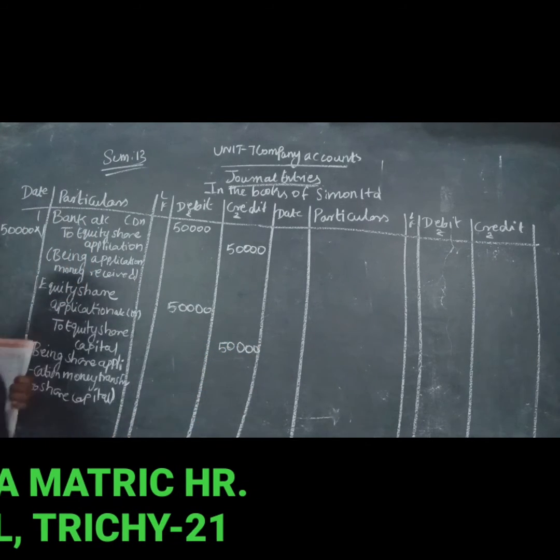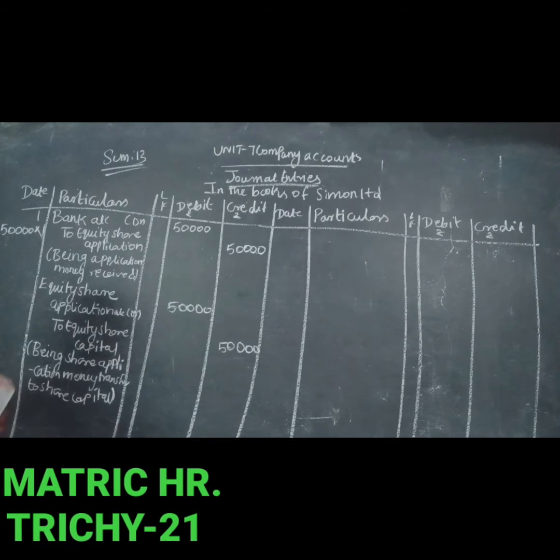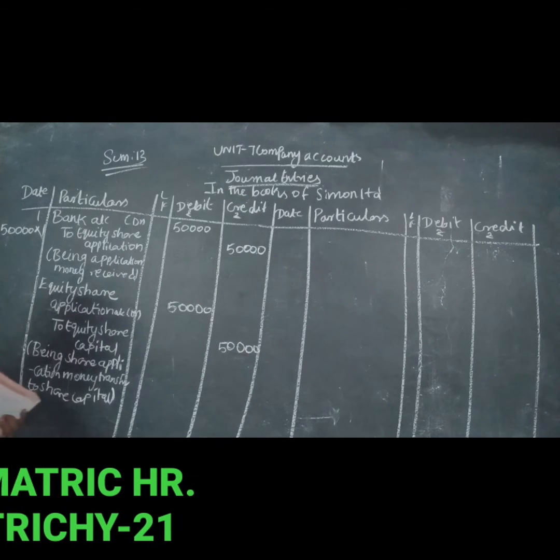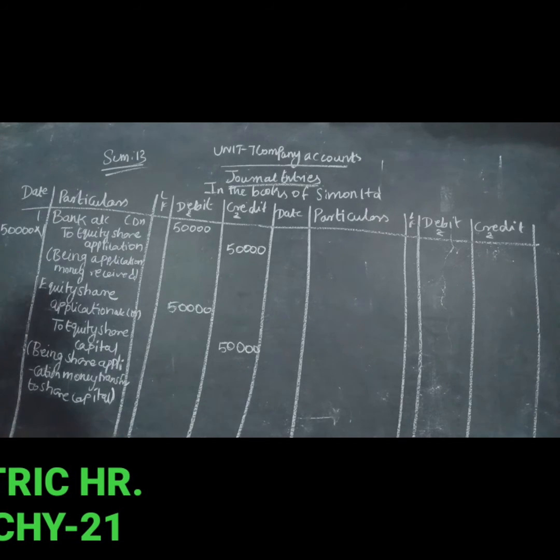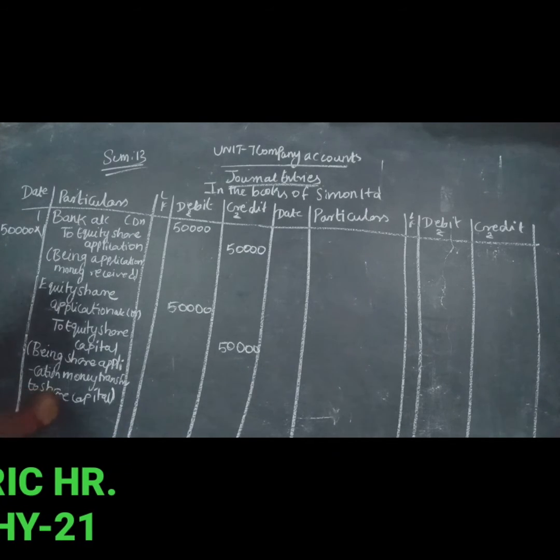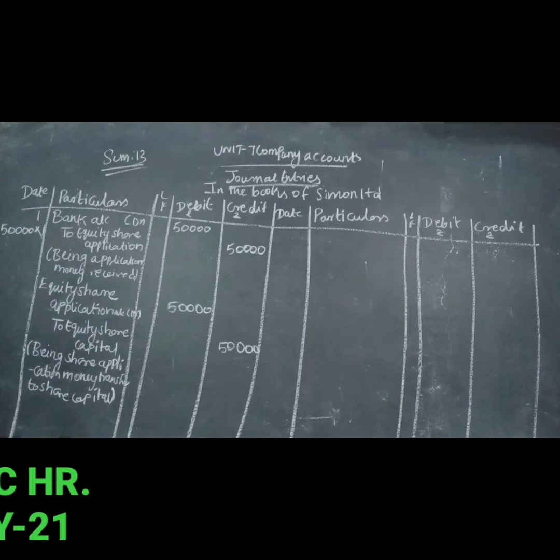So next entry for allotment. What is the allotment entry? Equity share allotment account debit to share capital. So first entry finished, second entry finished.